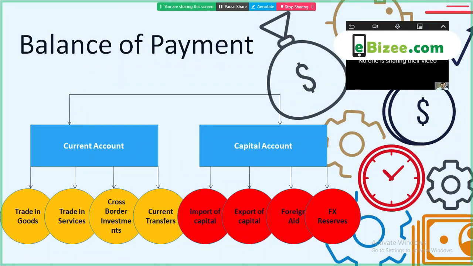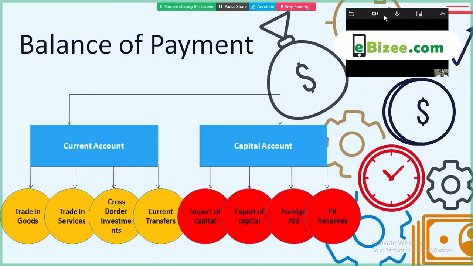So let us first talk about what is the balance of payment of a country. Now, balance of payment of a country is the difference of all the expenses and all the earnings in foreign exchange. This can be negative or it can be positive.